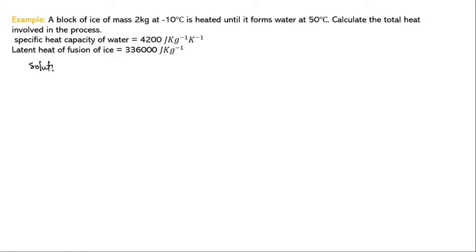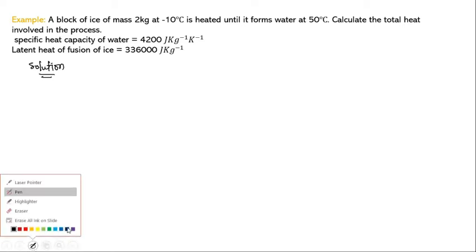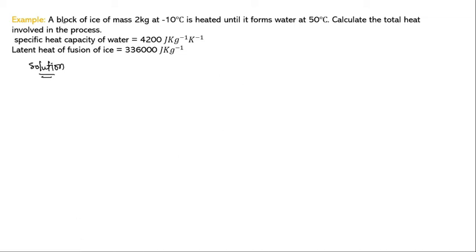So let's go ahead and solve this question. We write down our solution. Now let's look at the transformations that will occur during this process. Let me use another ink, dark blue. We can see that the mass of the block is 2 kg. The initial temperature of the block, T initial, is negative 10 degrees Celsius. Now it's heated until it forms water at 50 degrees Celsius, so the final temperature is 50 degrees Celsius. We have to calculate the heat involved in this process.